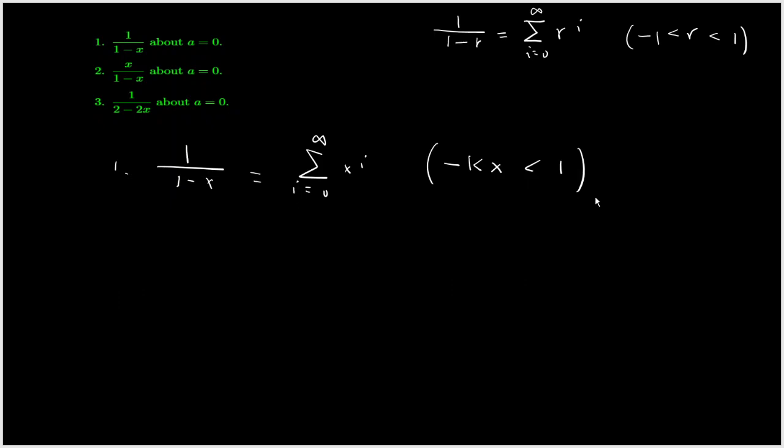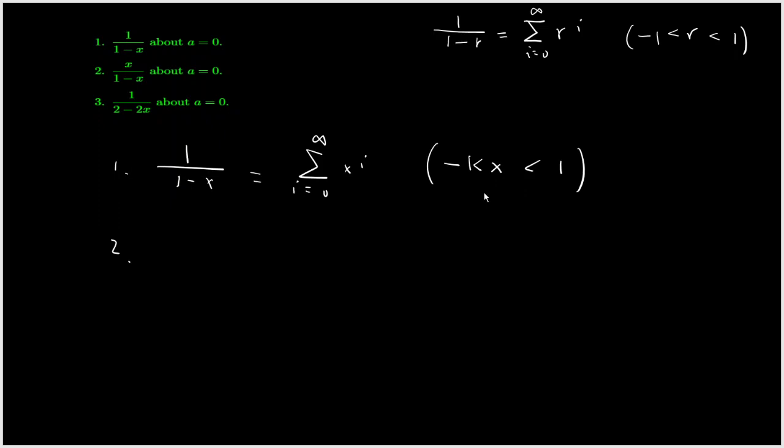Okay, we'll move on to question 2. Using the answer to question 1, it's easy to get the representation for 2. I told you it's permissible to multiply the series. It's permissible to put the factor into the series.